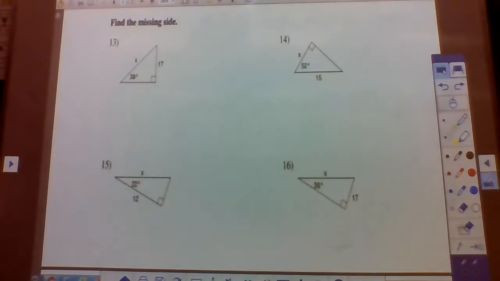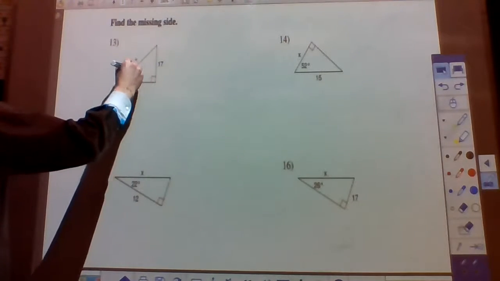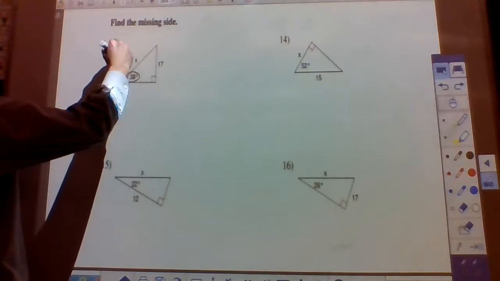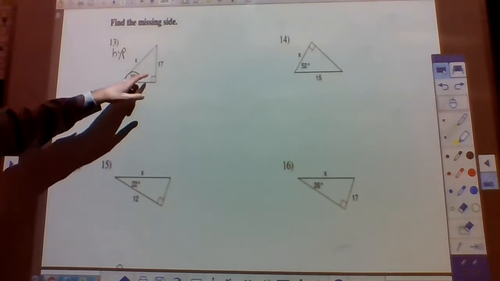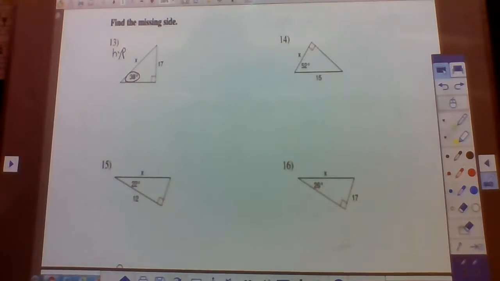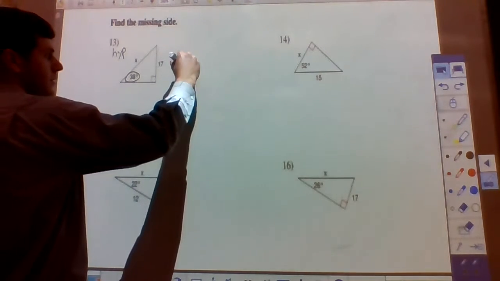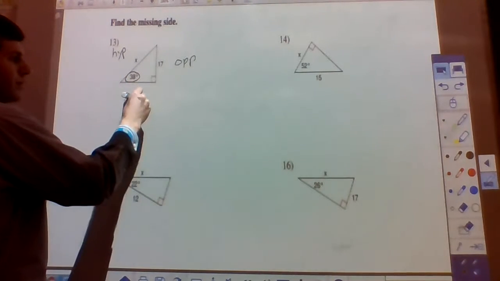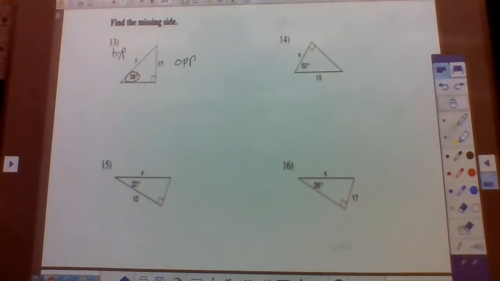Okay, and then solve for x. So the way I want to do this, again, we're looking at 38. Let's label our sides. x is the hypotenuse, and 17. So these are the two legs. 17 is across from 38, so this is going to be our opposite side, and then this would be our adjacent side. But what we have information on is hypotenuse and opposite. So opposite is 17, and the hypotenuse is x.